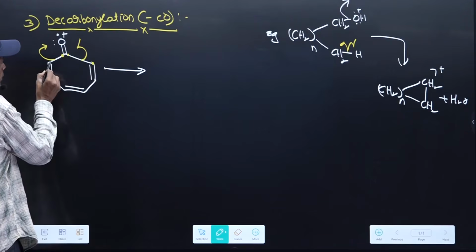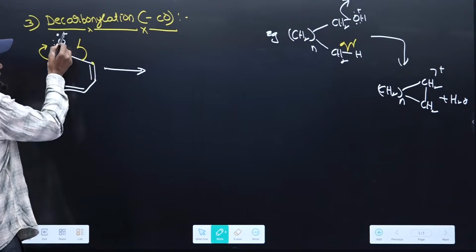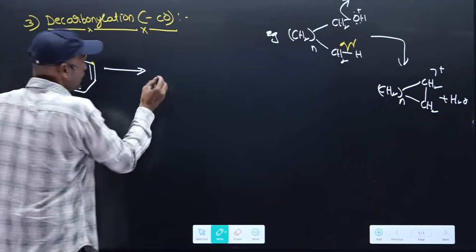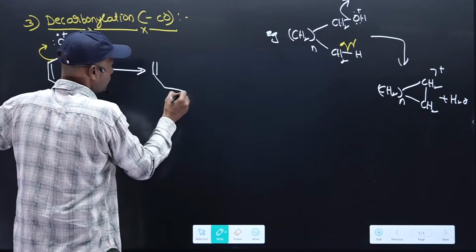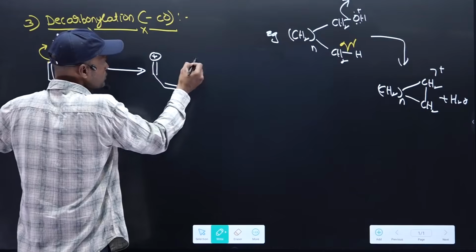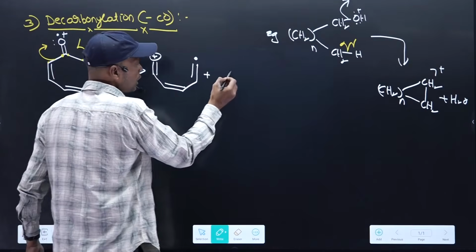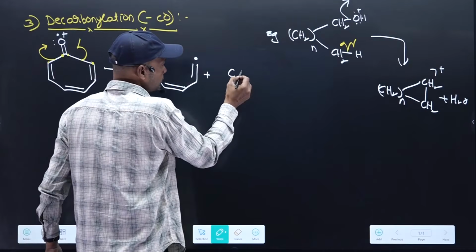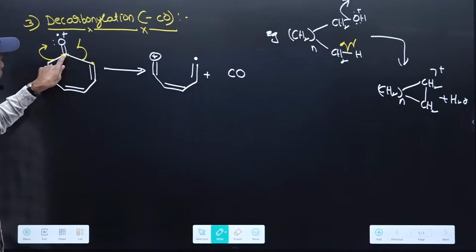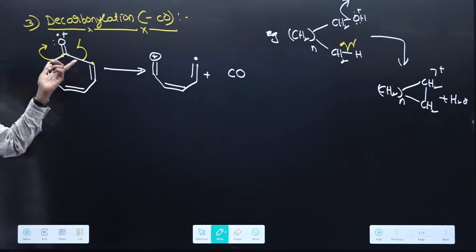But what you will get here? Radical. But what about this side? Here you will get positive or not? Now this electron I am adding here. So if I add this electron, you will get a double bond, and what is the charge? Positive, and what is this? Radical. And what about this carbon monoxide? Carbon monoxide is removed as a neutral, or not? This carbon carries 2 electrons. If this electron is added here, it becomes neutral.